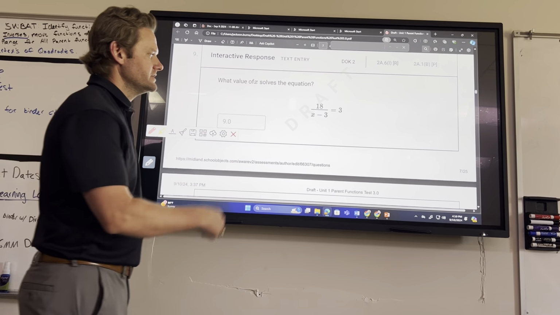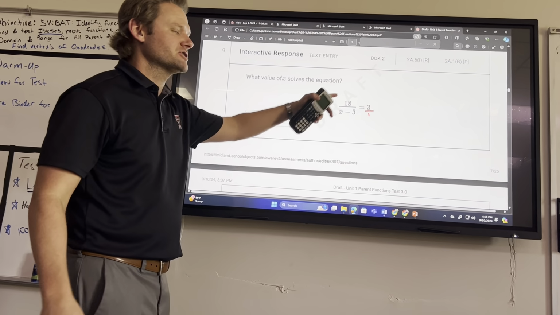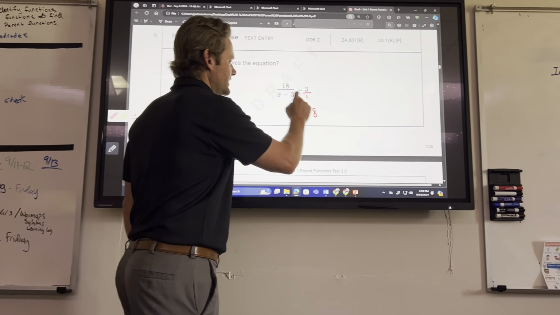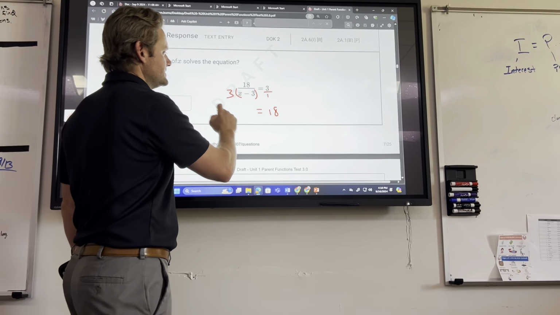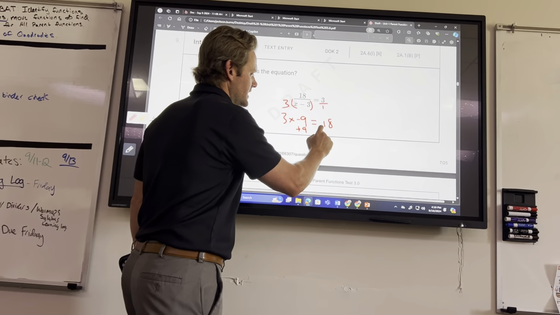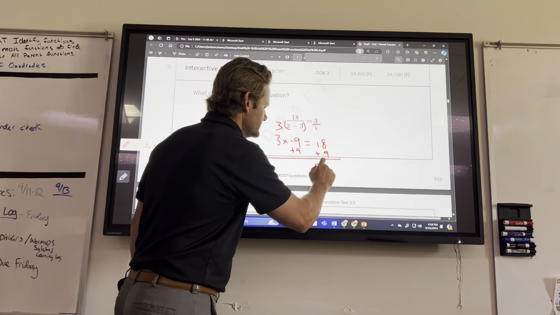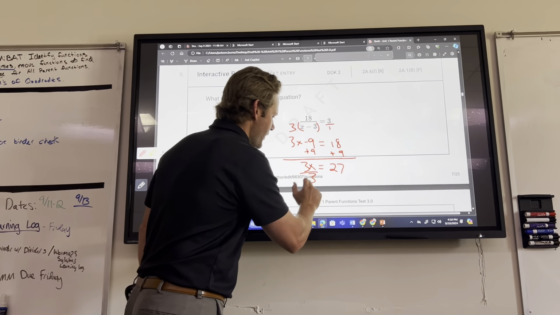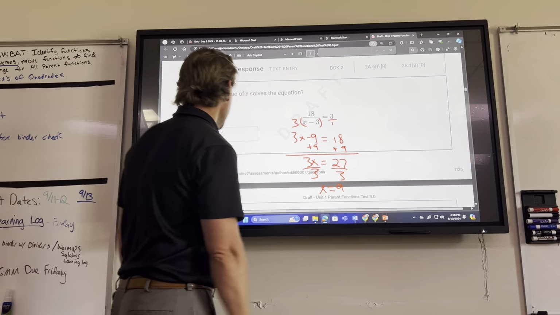Next question, I just changed the numbers of these from class to class, right? I have a fraction equal a number, put it over 1, cross multiply, makes it nice and easy, right? Make sure to distribute, so I get 18 equals 3x minus 9. Add 9, 18 plus 9 is 27. Divide by 3, divide by 3. I get x equals 9.